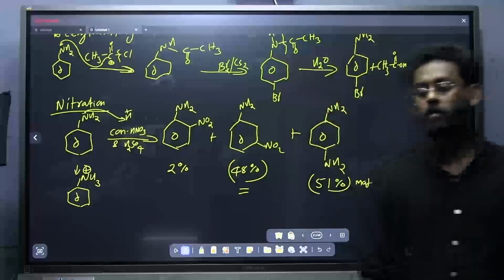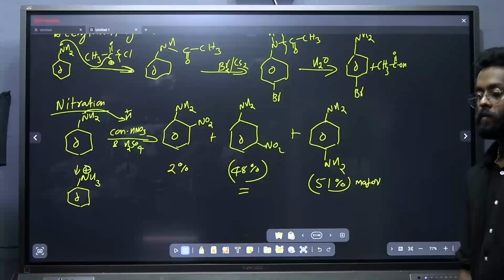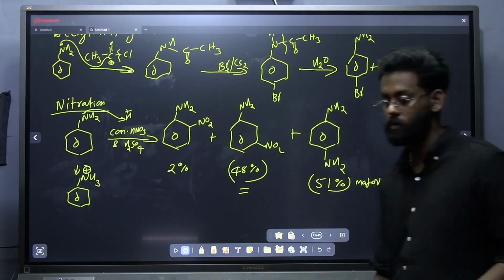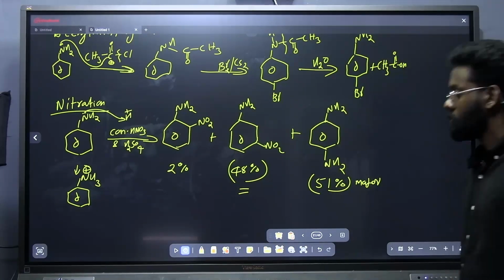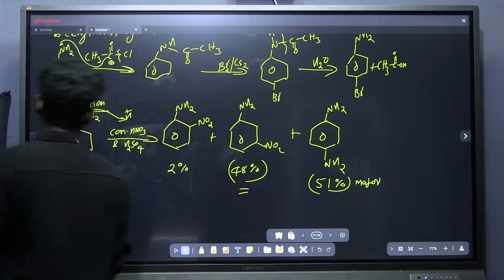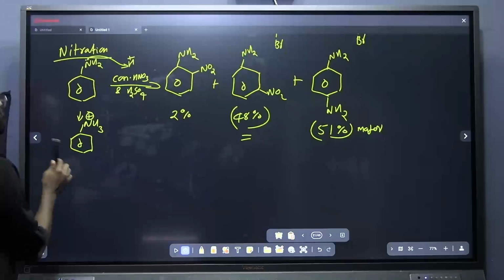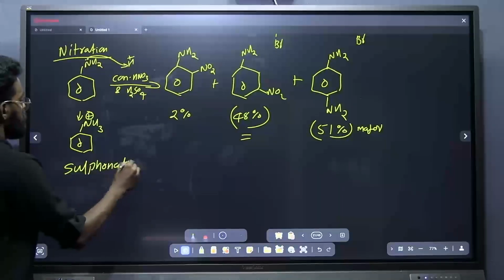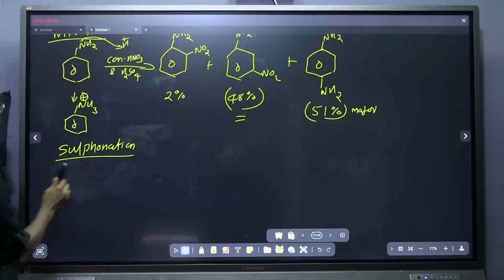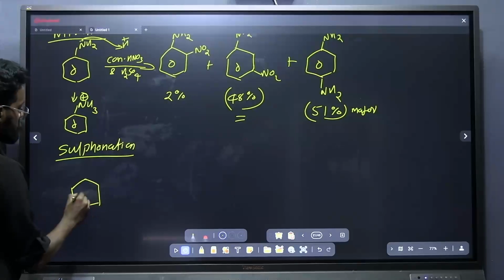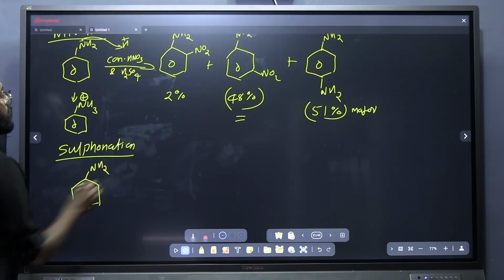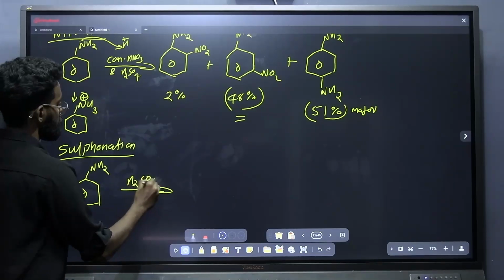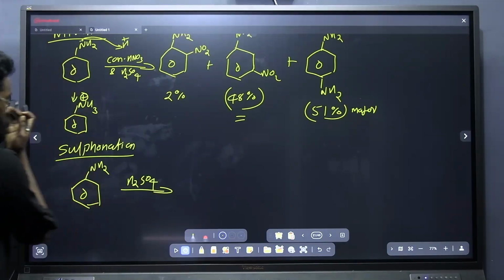Yes, are you done, everyone? Shall we move to the next one, sulfonation reaction? Yes. Now the last one is the sulfonation reaction. Note it down. Everyone knows the sulfonation, that is NH2 in presence of H2SO4.